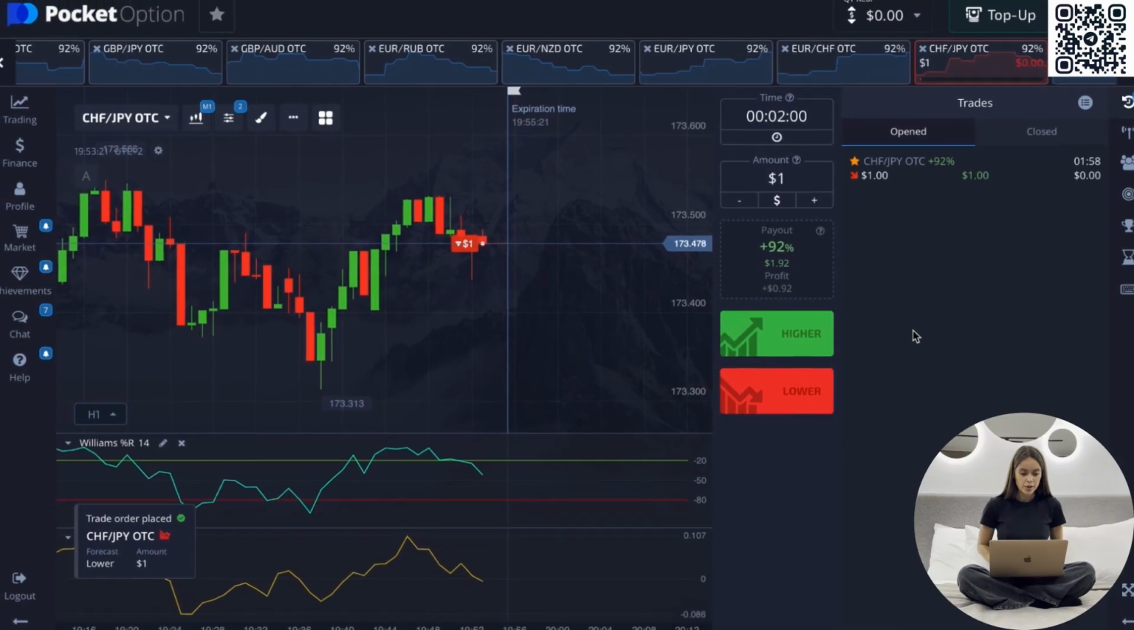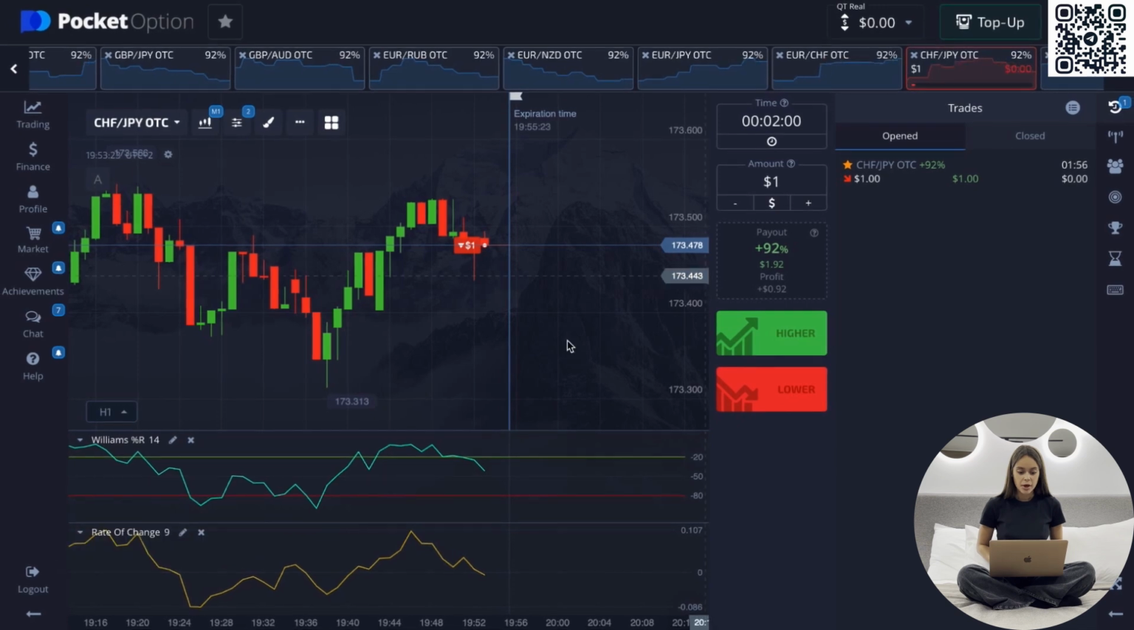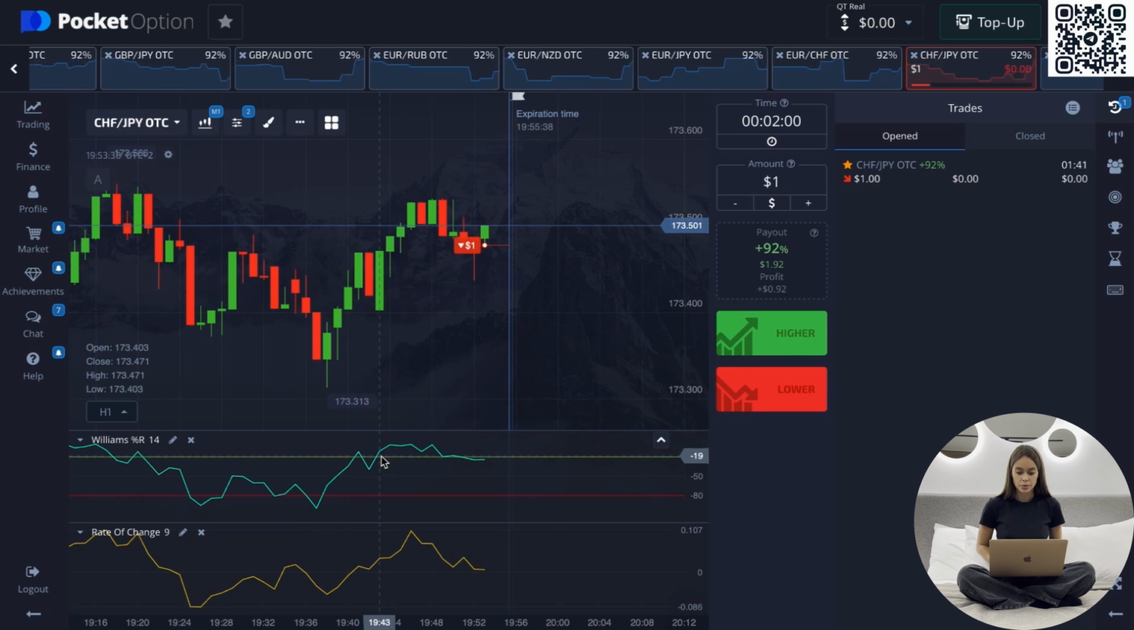So here I opened a short position. Let's figure out why I did it. Everything is very simple. I followed our trading plan. I saw that on the Williams Percent Range indicator, we have an indicator line above -20, which means that the price was in the overbought zone.